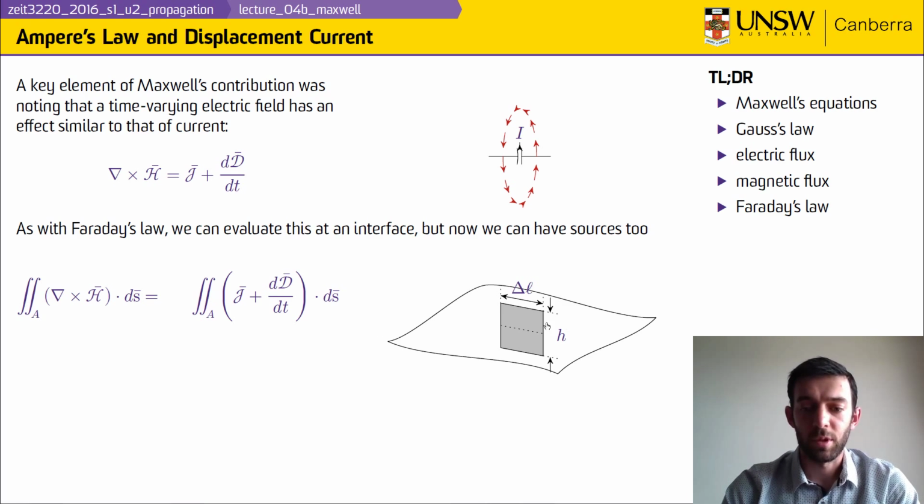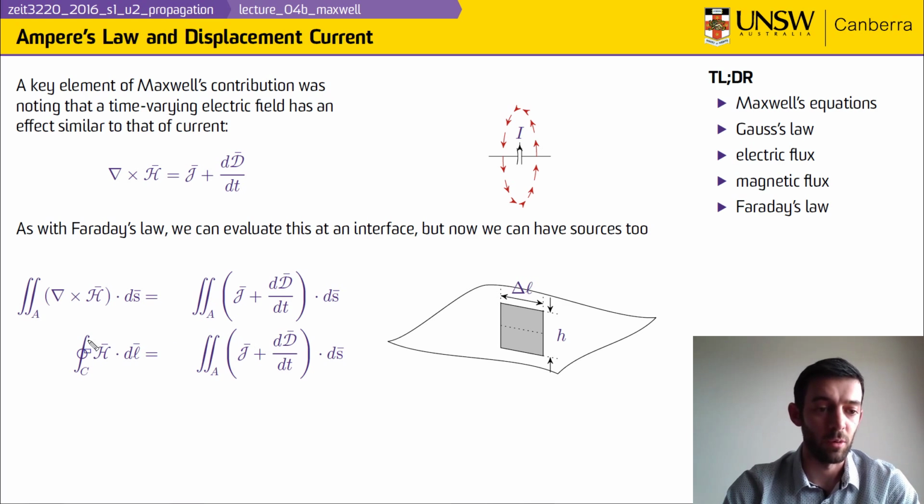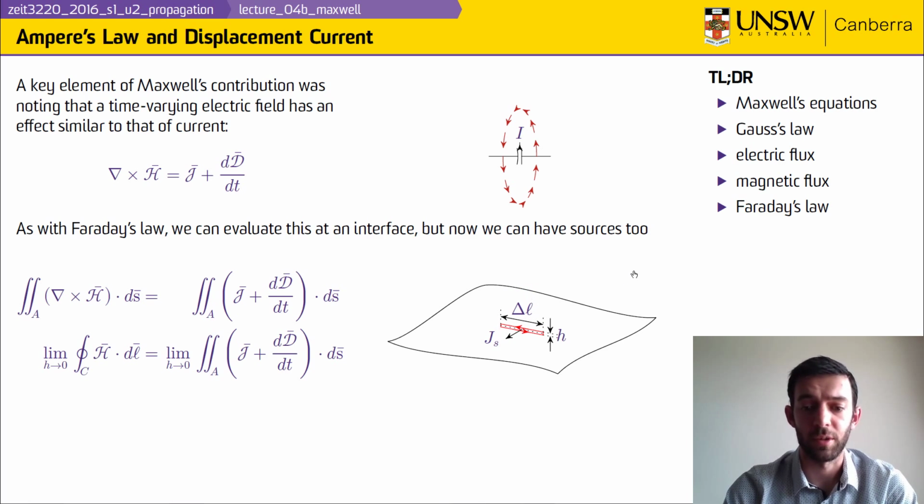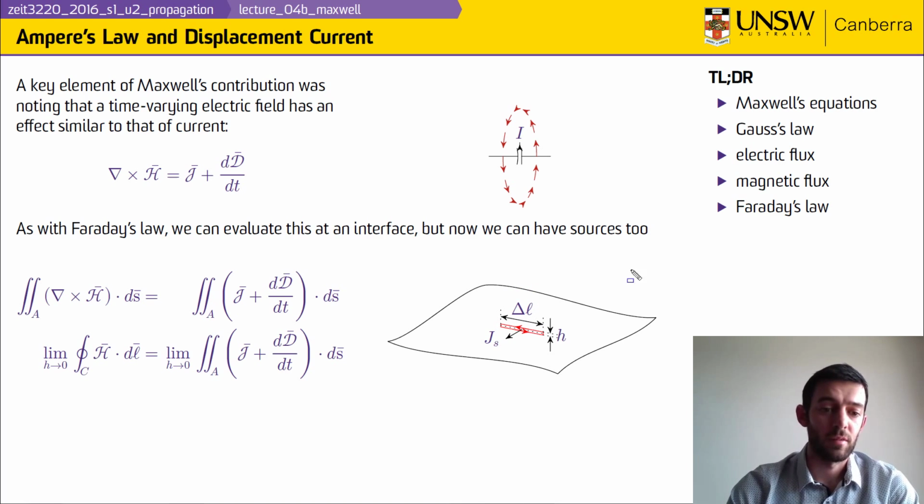And similarly to before, we don't need to look at the whole area. We can just look at the loop that encircles that area. That means that we look at the boundary alone. And similarly to before, we want to consider the smallest loop possible, and we allow that h to go to 0. And at this point, a lot of things are recognizable from Faraday's law.